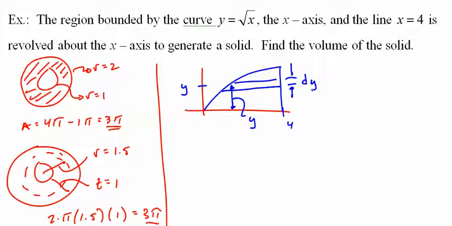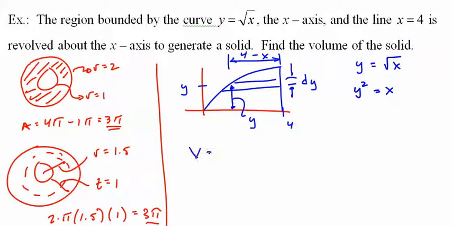Okay, that's it. And then it's the height of the shell. How far is this? That's what makes it hard. The height of that shell is 4 minus whatever the x value is. Since we have dy, we got to change that over. So y equals square root of x. Y squared equals x. Here we go.